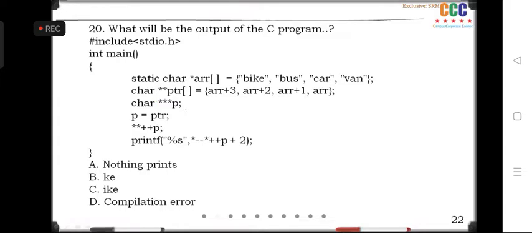Yeah, okay, fine. So C I T E by Mohit is saying it is C I T E. Okay, let me evaluate it. So my ARR, okay, I'll take ARR. This is my ARR. It is a pointer array. So I have got bike, bus, car, van, right? So this is my array.